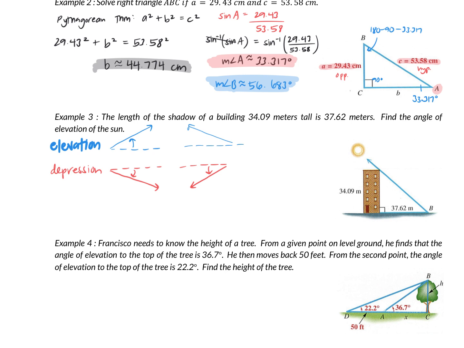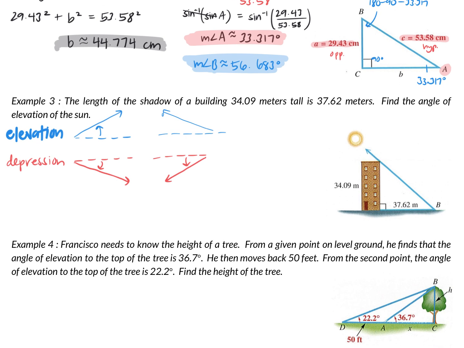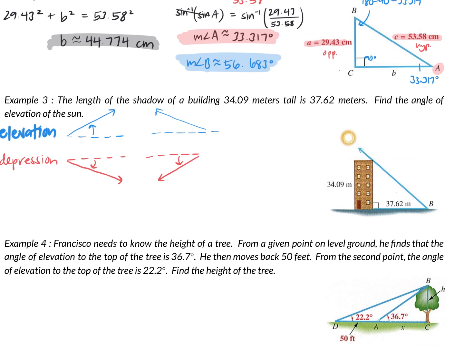It says the length of the shadow of a building, 39.09 meters tall, is 37.62 meters. It's worded a little funny, but this is how tall the building is. Sorry, this one right here. That one right there is how tall the building is. No, sorry, I said that wrong. This is how tall the building is, and this is your shadow. Your shadow is the 37.62. So I've got my building here, my shadow on the ground, and my sun's up there.